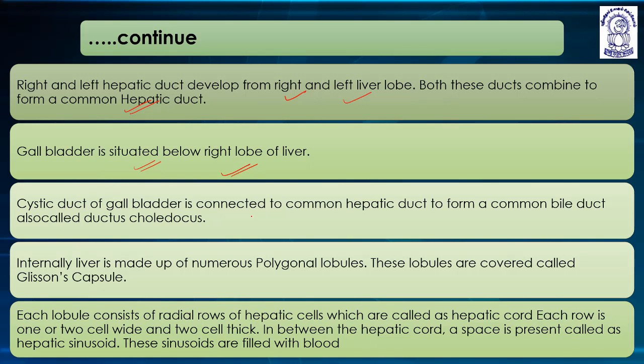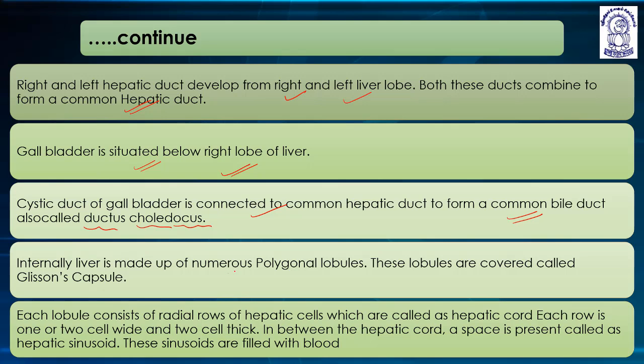The cystic duct of the gallbladder is connected to the common hepatic duct to form the common bile duct, also called ductus choledochus. The common bile duct is formed after the merger of the common hepatic duct with the cystic duct. So the common bile duct is also known as ductus choledochus.